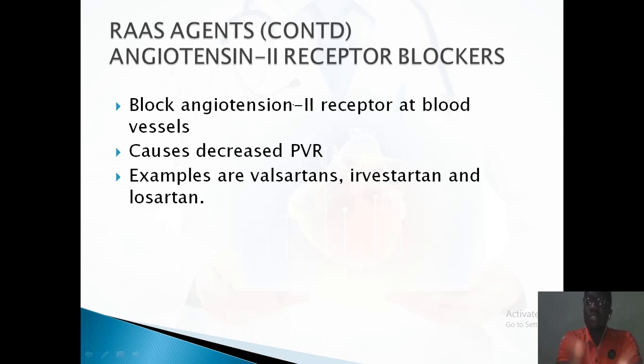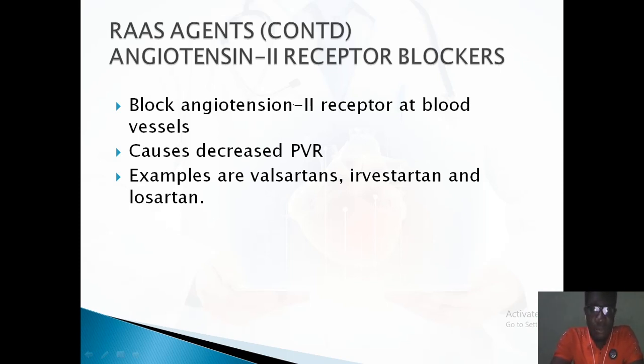So these drugs don't cause cough. Why don't they cause cough? Because they don't act on angiotensin converting enzyme. So bradykinin is still broken down. As far as bradykinin is broken down, the cough reflex is not really affected. It's still normal, still under physiological control. So most of the time when you see patients complaining of cough from lisinopril or captopril, they are moved over to irbesartan or losartan.